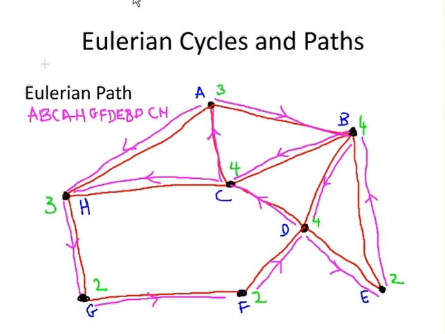So we finished on two different vertices. We started on A and we have finished on H. That's our starting point. That's our finishing point. And that concludes our presentation.